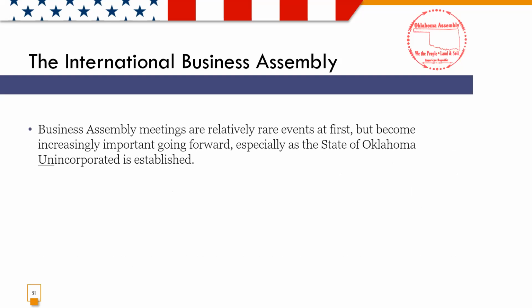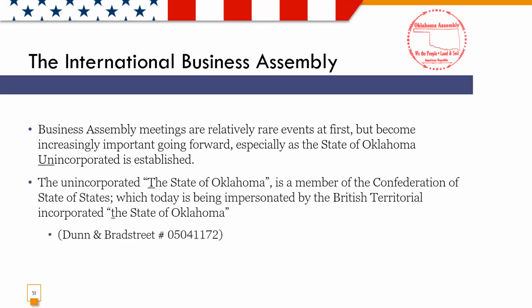You have to be 21 and a landowner. And so the business assembly meetings are relatively rare events at first, but become increasingly important as we get our state of Oklahoma unincorporated established. So the capital, the state of Oklahoma, is a member of the Confederation of States. Remember, we talked about that before, which today is being impersonated by the British Territorial Incorporated, the lowercase, the state of Oklahoma. It's got its own Dun and Bradstreet number.